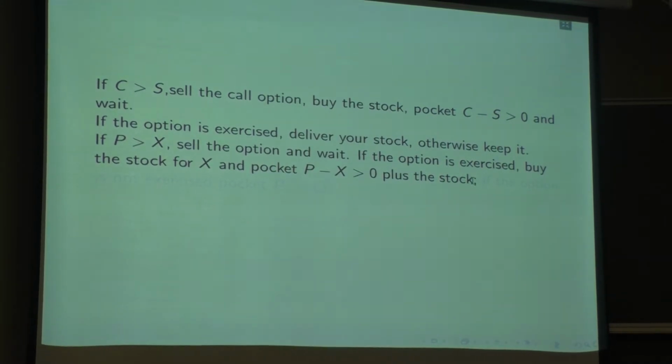And if the option is not exercised, well, you just sold this American put option for P. No one demanded anything from you. No one demanded to sell you anything. So you just put the whole of P into your pocket. And again, you've just made a certain profit without any investment, which again is something which we assume cannot happen. So this inequality cannot hold either. It gives us a contradiction. Do you have any questions about this?